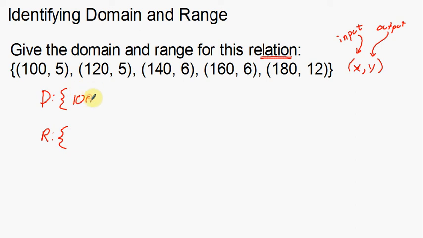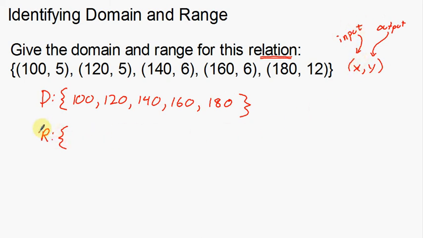So my domain just happens to be all of the x coordinates of this relation. So this would be 100, 120, 140, 160, and 180. These are all of the numbers that I plug in. These are my domain numbers. Also, you could say these are all my inputs. These are all my x coordinates.